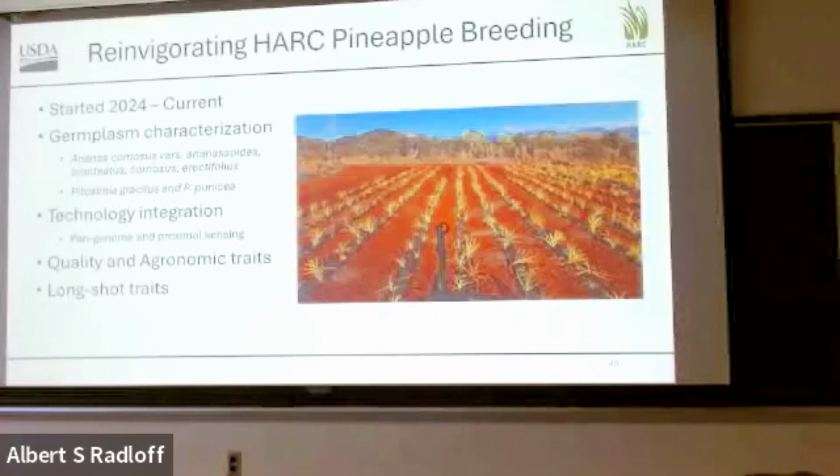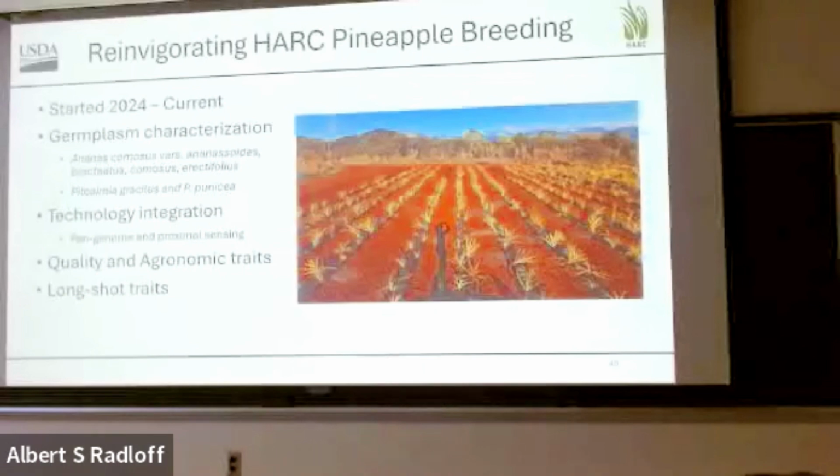And primarily going to be selecting for quality and agronomic traits. And some of these, quote, long shots, I have no clue if they're going to work, so I'll just start off by saying that. But we have some self-compatible individuals in our pseudo F2 populations.